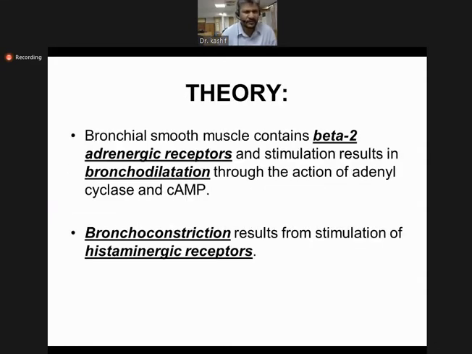The theory is simple. You know that the bronchial smooth muscle contains two types of receptor. One is known as the beta 2 receptor, and whenever these receptors are stimulated there is bronchodilation, whereas the counterpart of this is bronchoconstriction, and this bronchoconstriction is mediated by histamine. So this is the second part we are discussing here: bronchoconstriction is stimulated by histamine, and this can be relieved by using an antihistamine. This second part of the theory is more important and more relevant to today's talk.